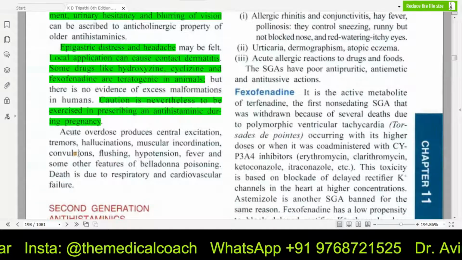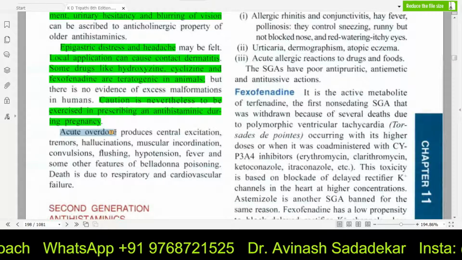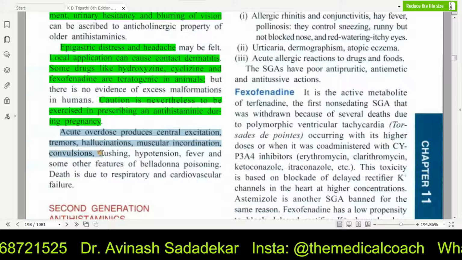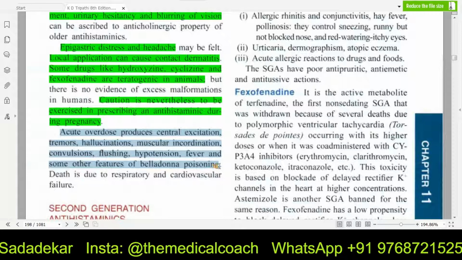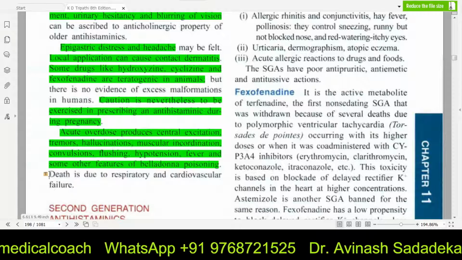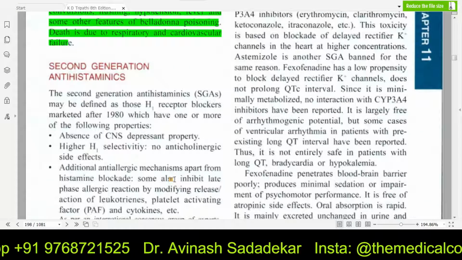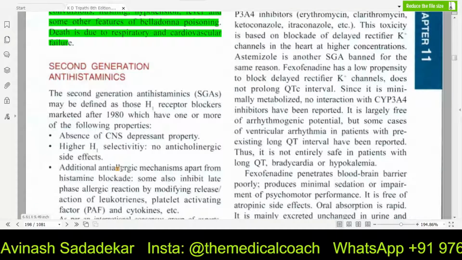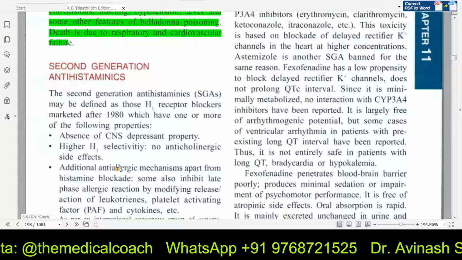Simple. When a person takes an acute overdose of this drug, it produces central excitation, tremors, hallucination, muscular incoordination, convulsions, flushing, hypotension, fever, and then something like belladonna poisoning, because these are anticholinergics after all. Death can happen due to respiratory and cardiovascular failure. Now the good news is, after the 1980s, second generation antihistaminics started. We write them in short as SGAs for this chapter. Don't do that in your exams.